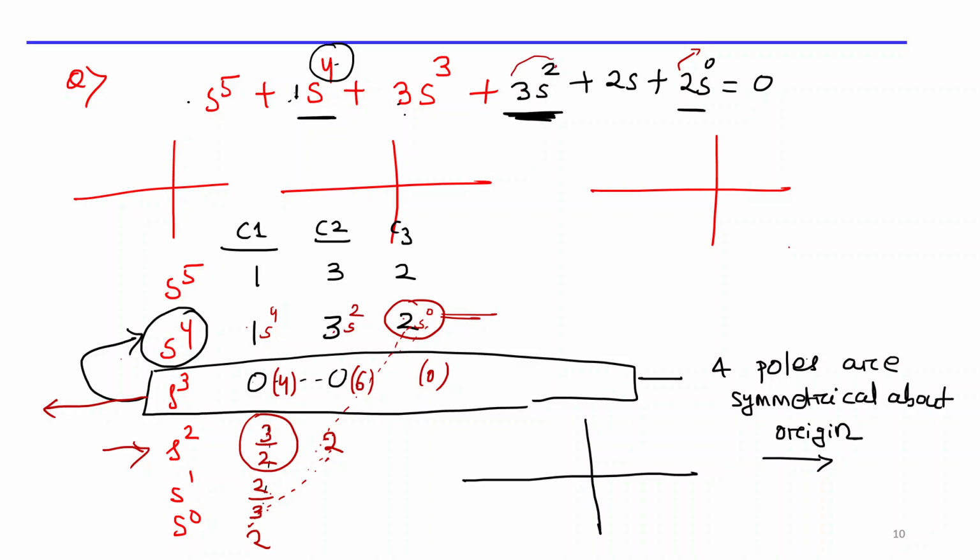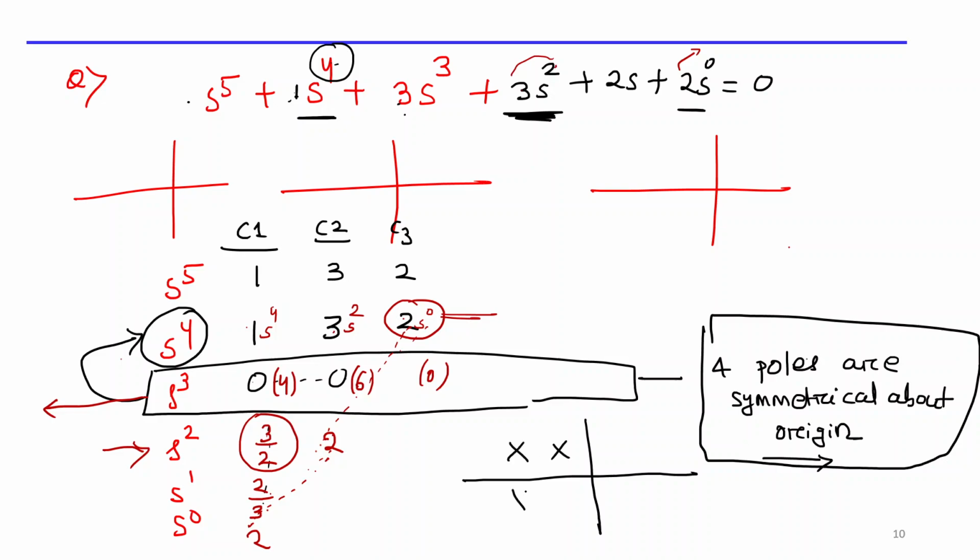Now, out of that 5 poles, 4 poles are symmetrical about origin. Why? Because you encountered one row of 0, right? Yes. Now, how to draw 4 poles symmetrical about origin? Can I draw like that? It will be symmetrical about origin. Origin is this point, man. Is it symmetrical about origin? It's not symmetrical, sir. No, no, it is not symmetrical. Okay, forget about this. This is not the option.